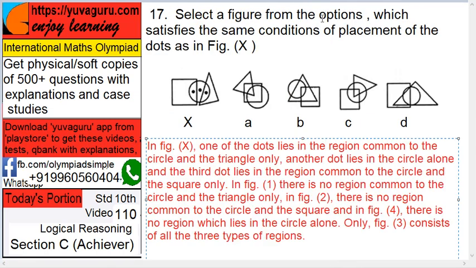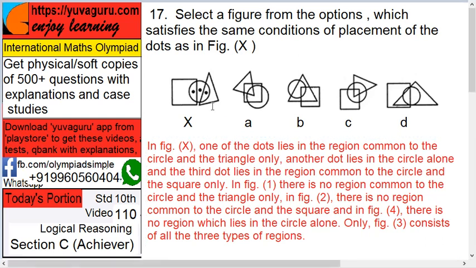The anchor. Next, select a figure from the options which satisfies the same conditions of placement of dots as in figure X. See here, is there any dot given in A, B, C, D? No. But what is the question? Understand that first. You need not look at the dots. It should follow the same conditions as for the dots in X, right?